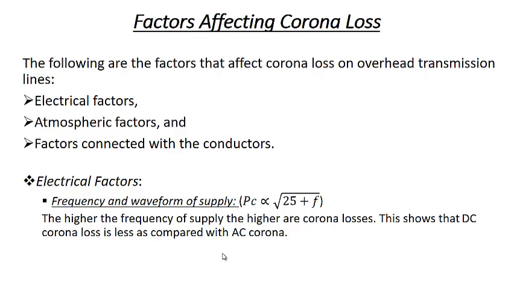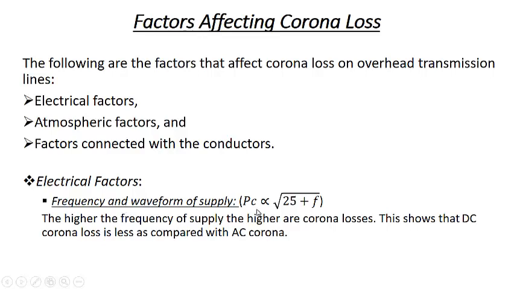Now let us try to discuss the factors that affect the corona loss. Actually, we are discussing the parameters which are in the Peterson formula. They are usually related to three factors. One is the electrical factor, second is the atmospheric factor, third is the factor connected with the conductor. First, we'll discuss the electrical factors. Electrical factors, we have two types. One is the frequency and the other is the voltage. Let us first discuss the frequency and the waveform of the supply.